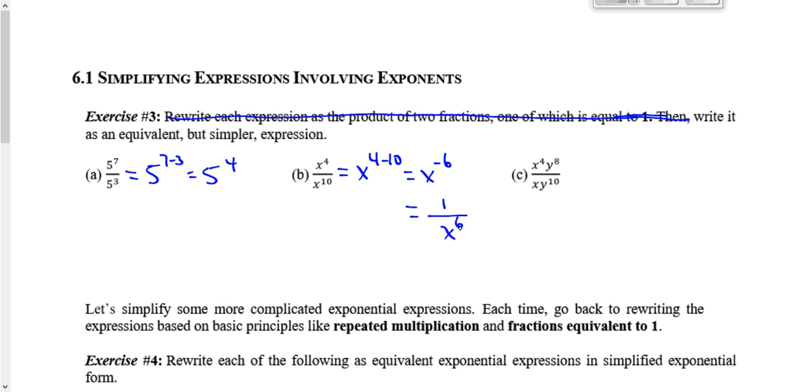Did anybody get C? What'd you get? X to the 4th and y to the negative. I had x to the 4th, y to the negative 2. Is 1 over or under? Okay.